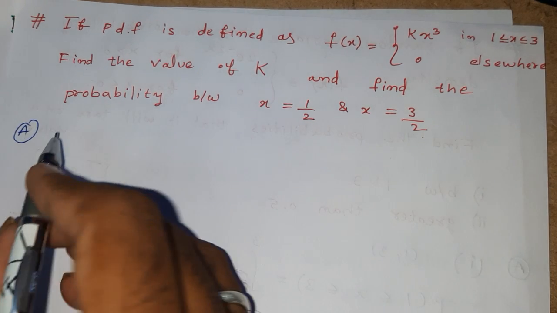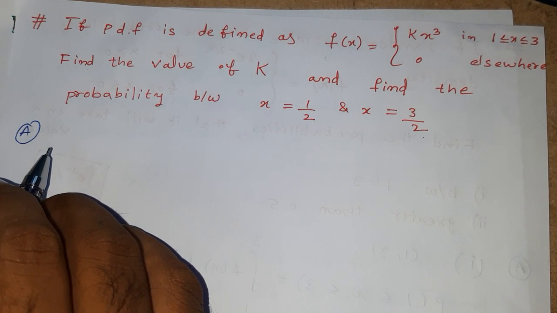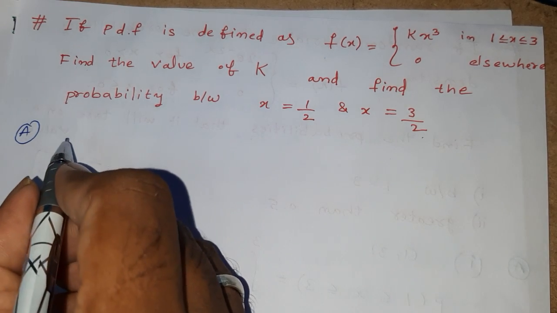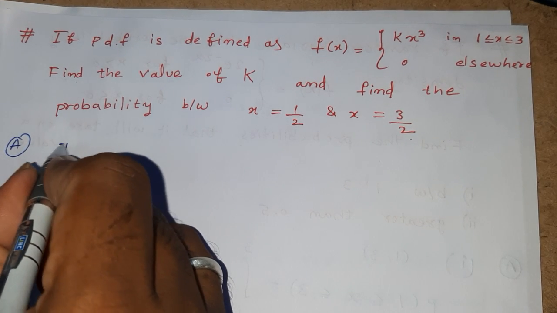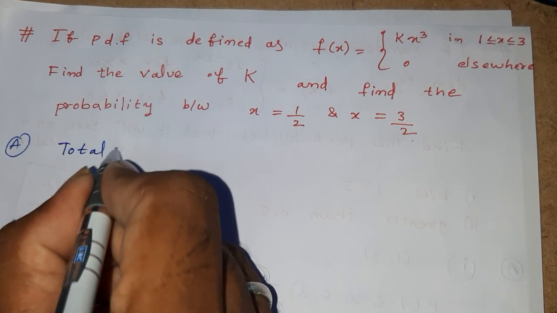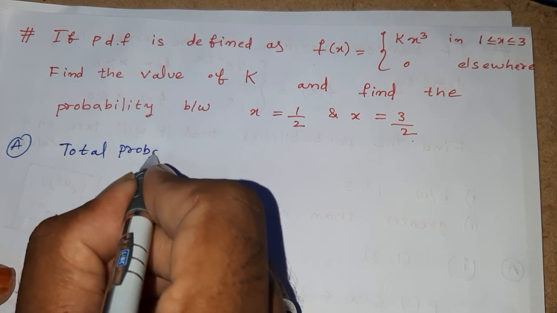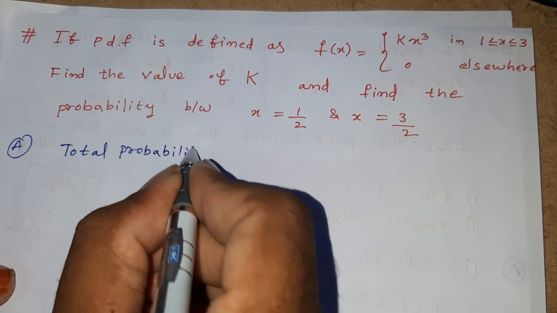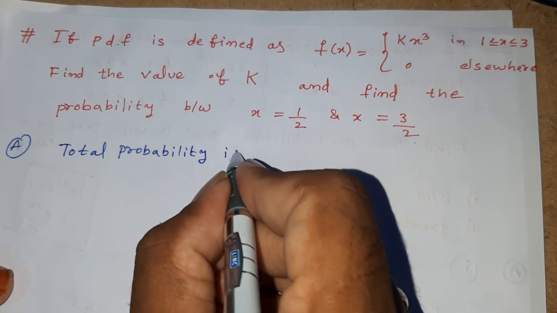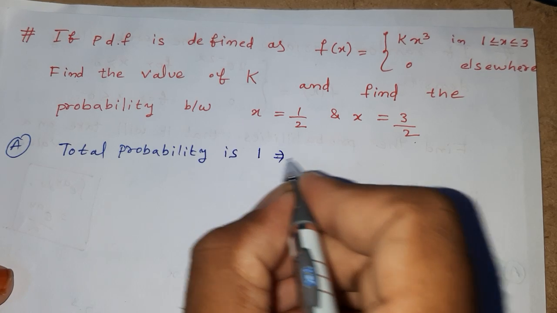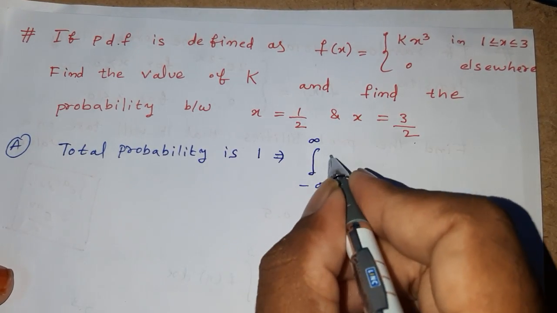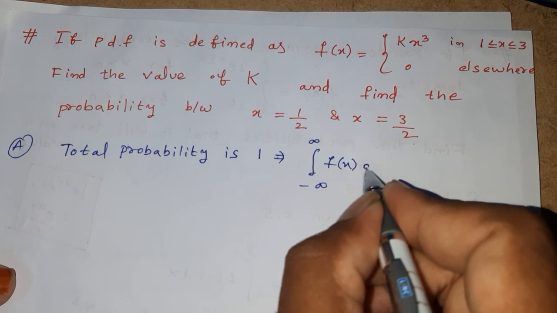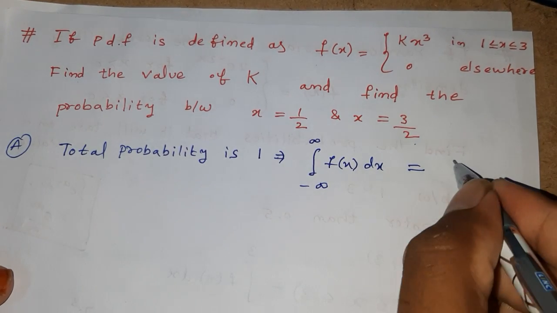Now, by the properties of probability density function, with the second property we have total probability. Total probability is always equal to 1, that is, the integral within limits minus infinity to infinity of f of x dx is always 1.